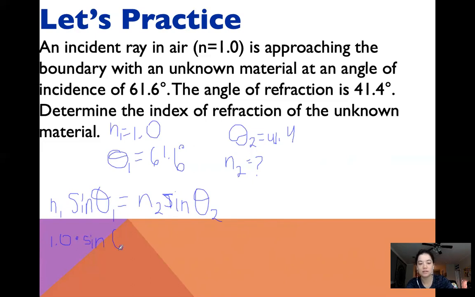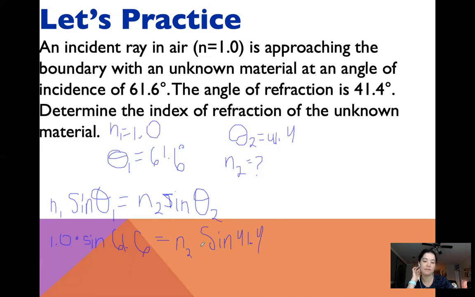Plugging in what we know, we've got 1.0 times the sine of 61.6 equals, I don't know what n2 is, so I'm just going to leave it as my variable, sine of 41.4. So the easiest way to do this is to plug all the numbers into your calculator in one shot. So I'm not going to plug this into my calculator yet. I'm just going to leave it there.